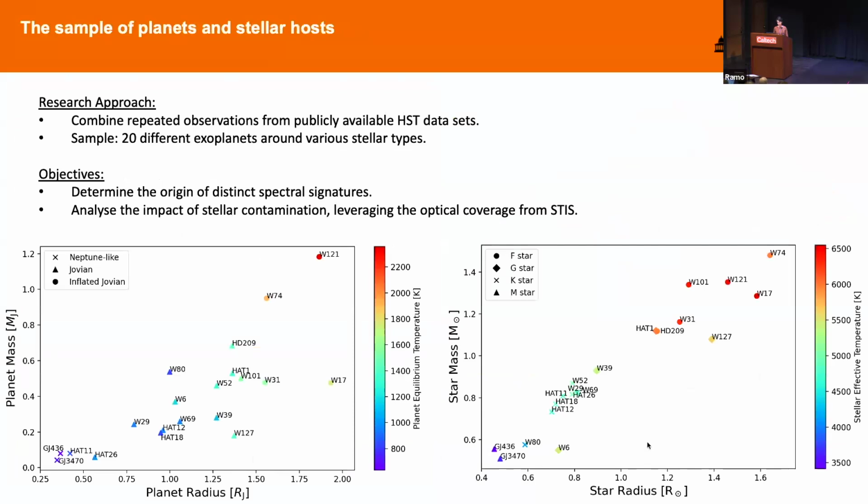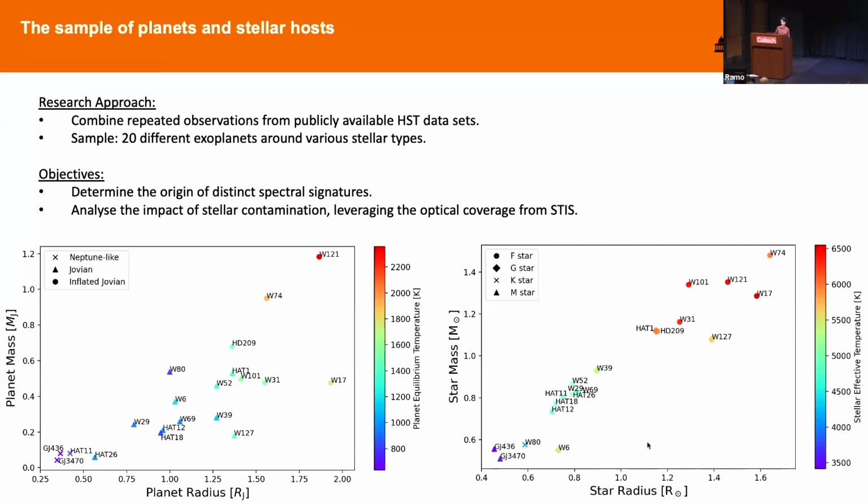So here I'm showing the sample of exoplanets that we include in our study. We mostly focus on gas giants, but we have a very heterogeneous picture. So we go from sub-Neptunes all the way to inflated Jovians with a variety of planetary radii and equilibrium temperatures. Also, the exoplanet stellar hosts that we probe are quite varied. We mostly look at F and K stars, but we also have a couple of G and M stars.